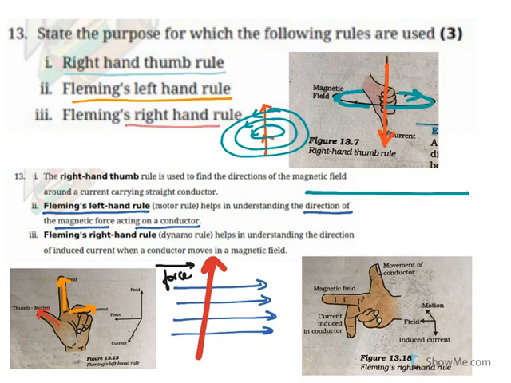Then Fleming's right hand rule. Fleming's right hand rule is used for induced current. Here we have Fleming's right hand rule. If this is the movement of the conductor in a magnetic field, if a conductor moves in a magnetic field, a current is induced, and the middle finger gives you the induced current. So here Fleming's right hand rule helps in understanding the direction of induced current when a conductor moves in a magnetic field.